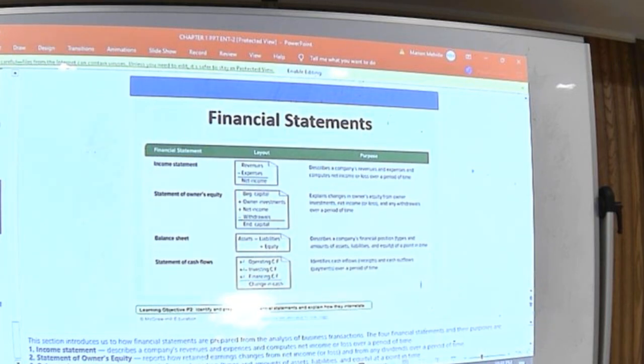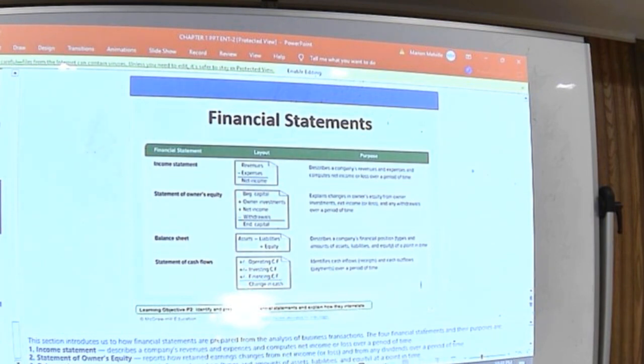You can see the purpose over here on the far right hand side. It tells you what the revenues and expenses were and shows how much we made or lost, for that matter, over a particular period of time.